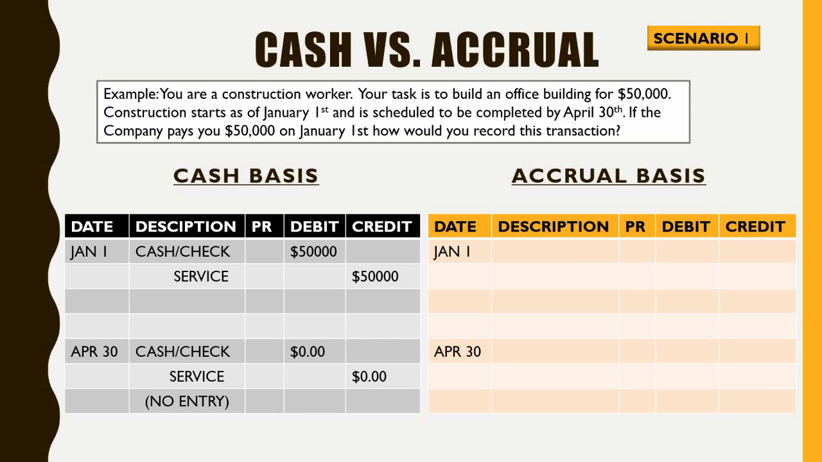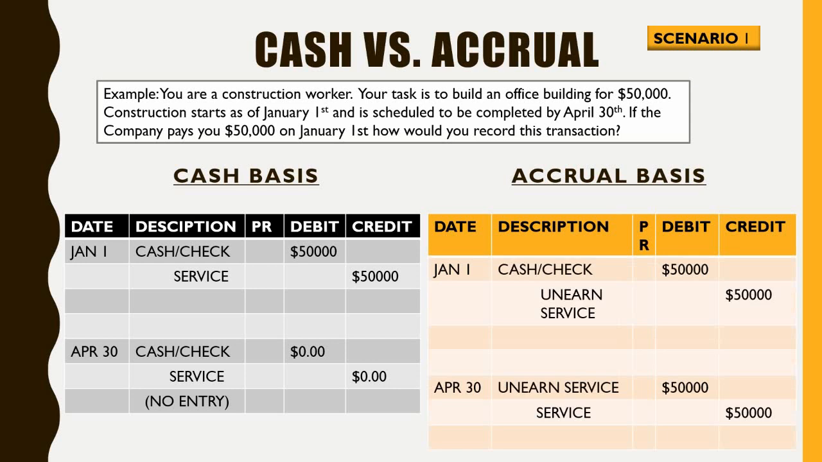Whereas if we look at an accrual type of basis, we haven't completed the job. The job is not going to be completed until April 30th. But we received cash in January. So in this case, what you're going to do is record what's called an unearned revenue, or unearned service. We received the cash here, but we're going to record it as a liability because we owe services.